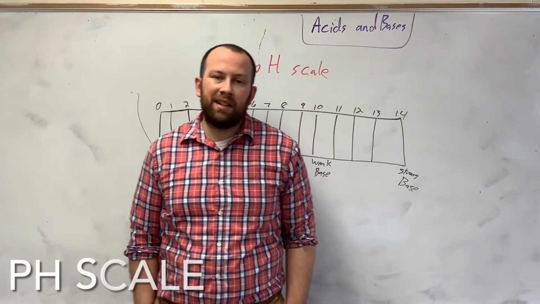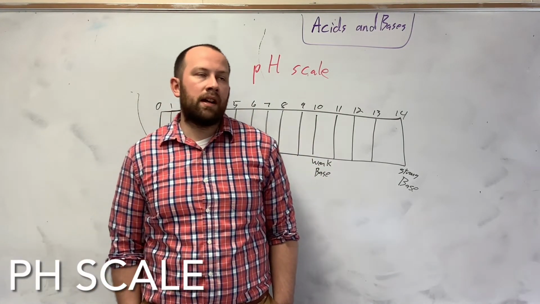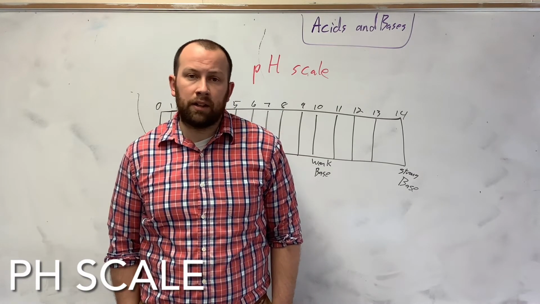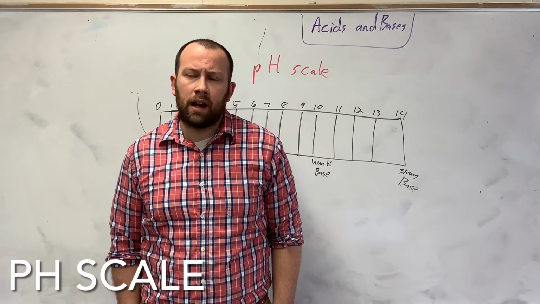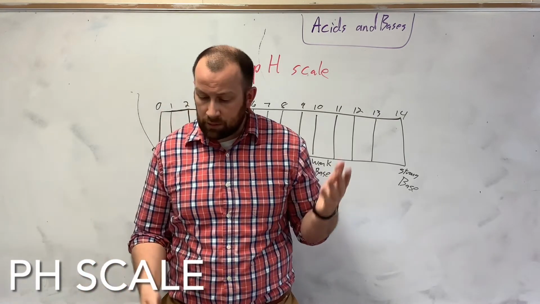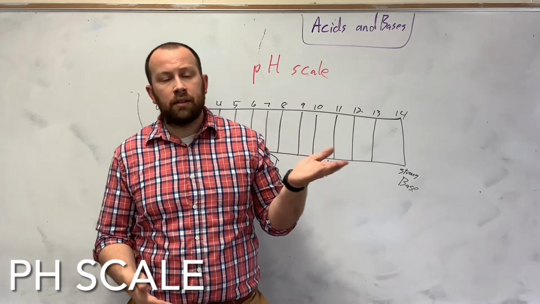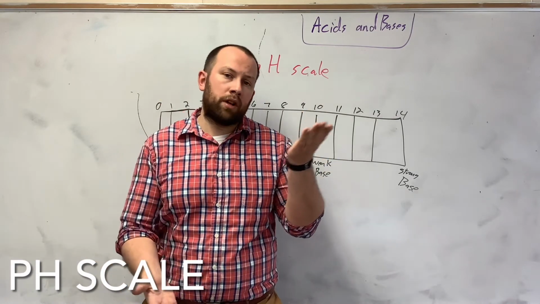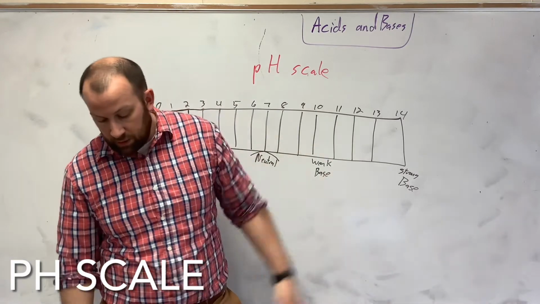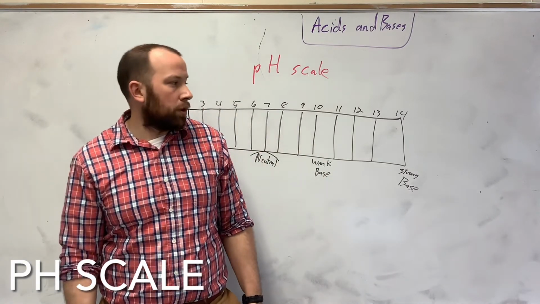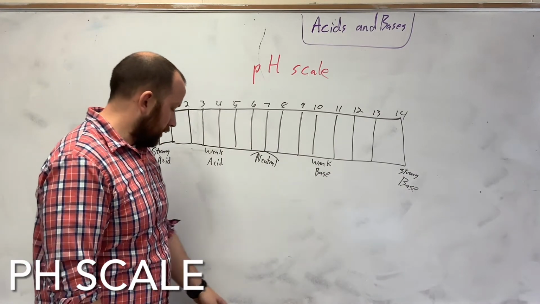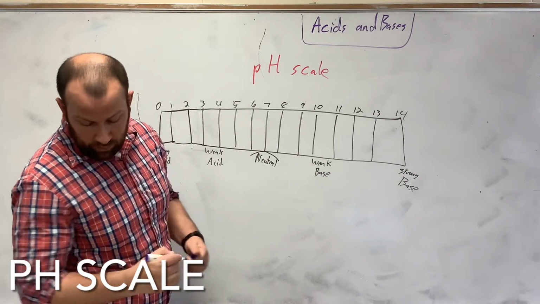All right, so the pH scale is based on the idea that the hydronium ion and the hydroxide ion vary inversely. So as one goes up, the other one goes down. If the hydronium ion's concentration goes up, the hydroxide ion goes down. That's how they create the scale. The scale indicates the hydronium ion concentration of a substance.